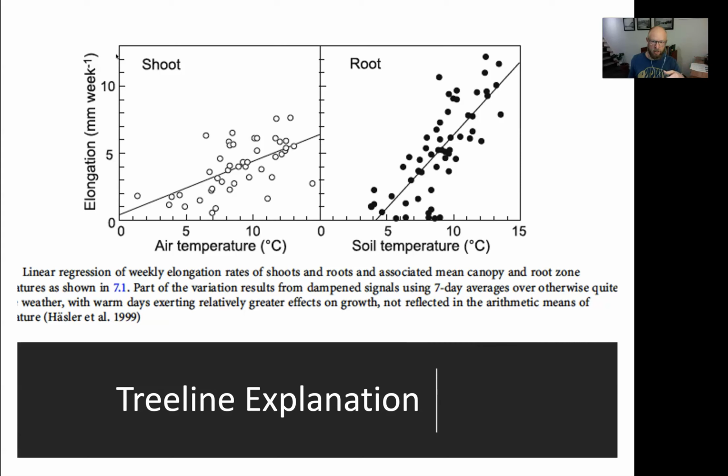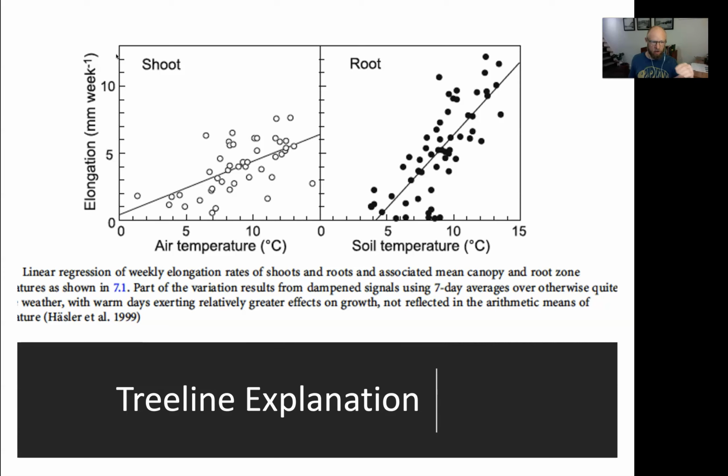On the left is air temperature and shoot elongation, and on the right is soil temperature and root elongation. What you see is that root growth is more sensitive to temperature than leaves or shoots are, so roots actually stop growing at a higher temperature. When we look at more data, the average for where roots stop growing is somewhere around 6 degrees Celsius for the majority of plants.